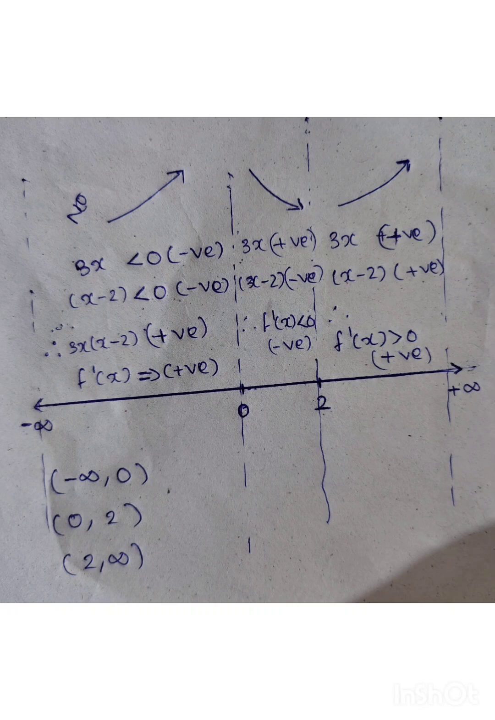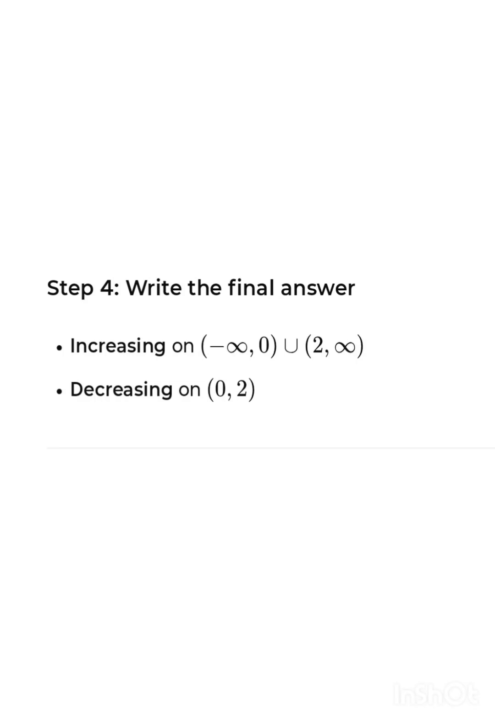On 2 to infinity, 3x will be positive, x minus 2 will be positive, therefore f dash of x is also positive. Since f dash of x is positive, on interval 2 to infinity, the function is increasing. Now we got that on minus infinity to 0 and 2 to infinity, the function is increasing.